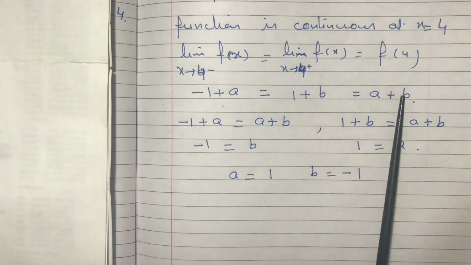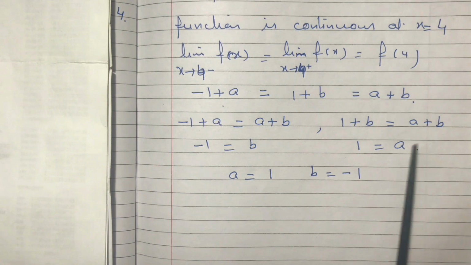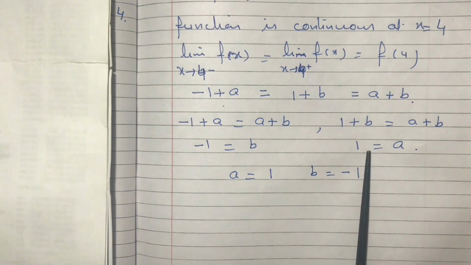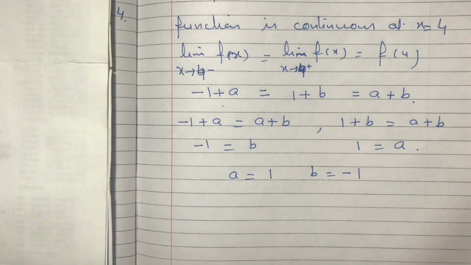When you take this and this, 1 plus b is equal to a plus b. b and b are cancelled. So you will have the value of a, that is 1. So a is equal to 1, b is equal to minus 1. That is the answer.